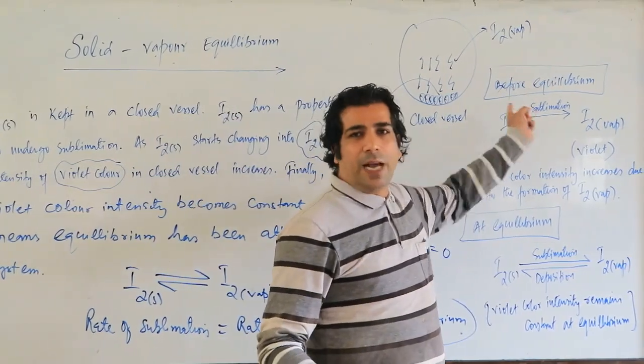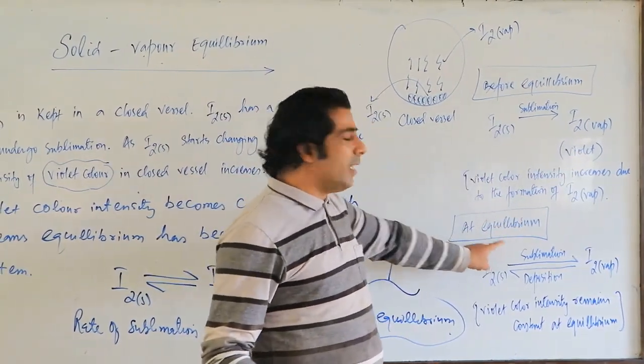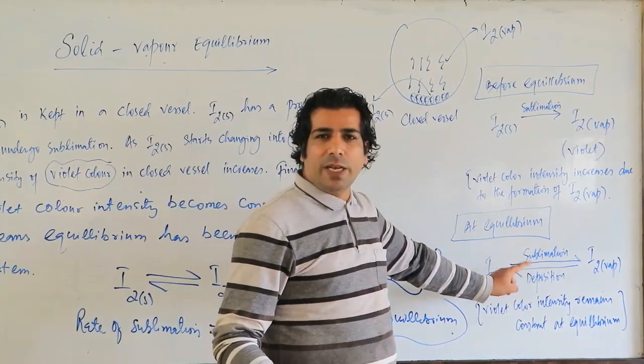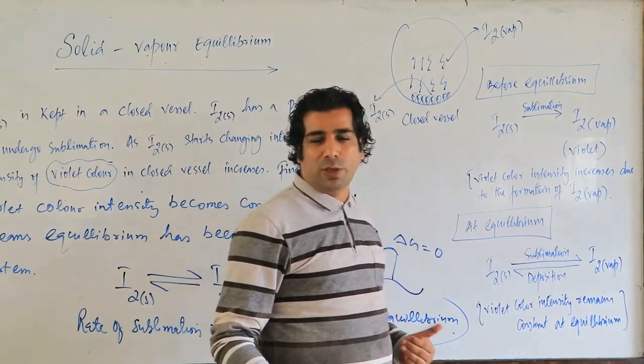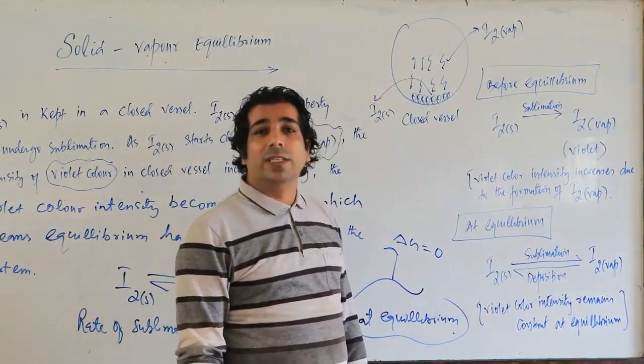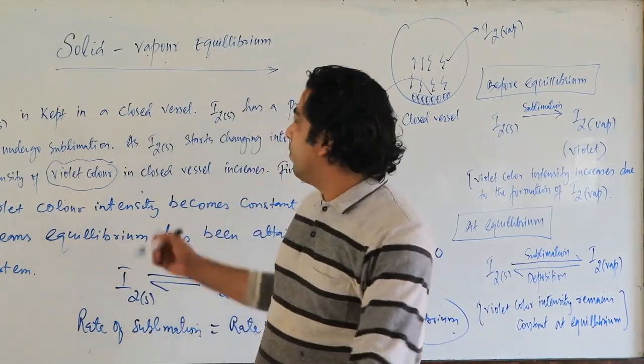In the beginning, sublimation will happen. Finally, at equilibrium what will happen? Sublimation will become equal to deposition. Forward process will become equal to backward process, and delta G will become equal to 0. Even you can take other examples as well.